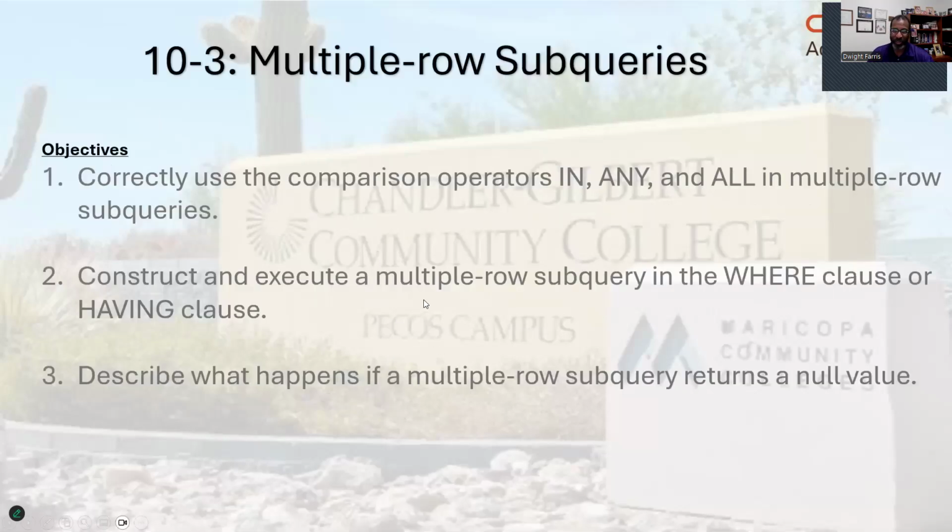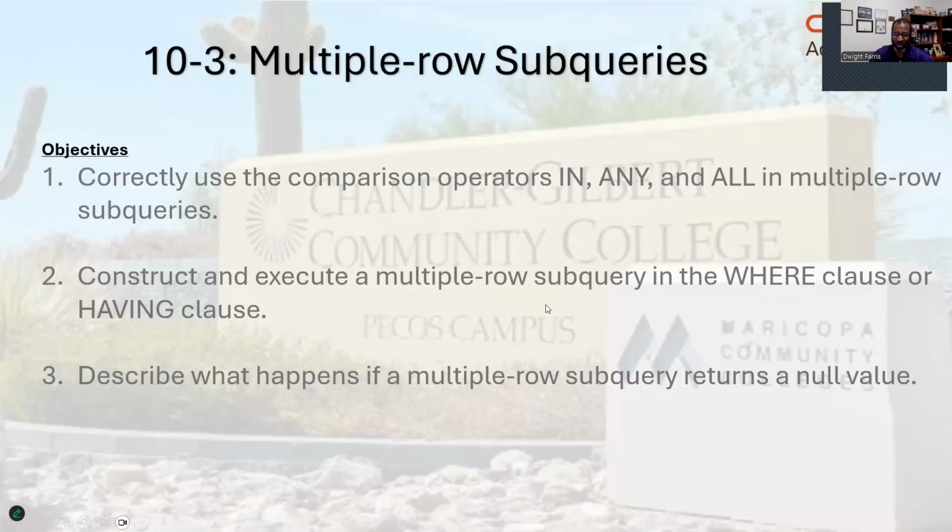All right, on to topic 3. Now we're going to get into multiple row subqueries. You're probably asking, I'm still trying to understand the single row, but it's not too bad. So our objectives: correctly use the comparison operators IN, ANY, and ALL. Remember that IN, you've got a little group of things. ANY is a little bit different than ALL. I will demonstrate those here in a second.